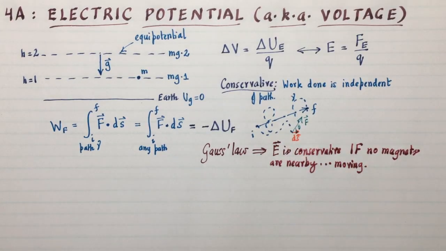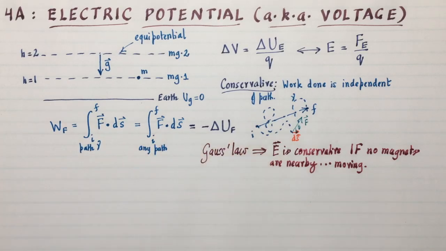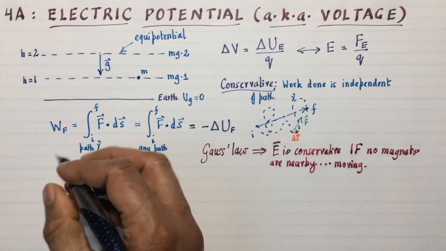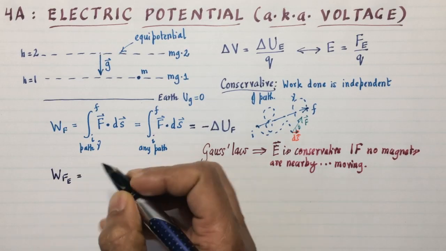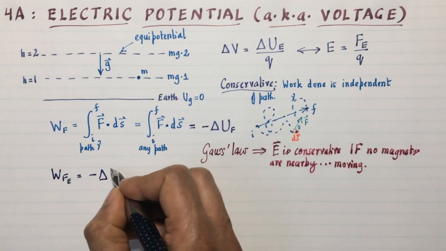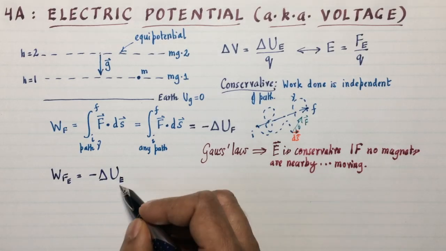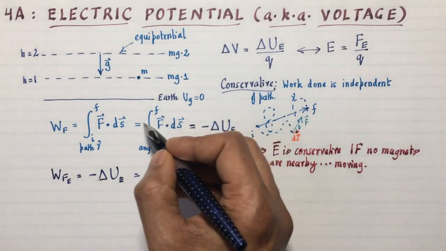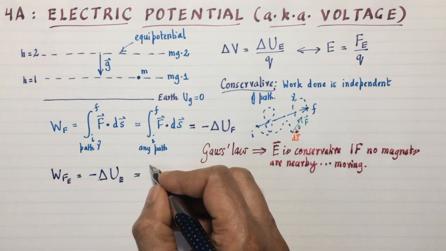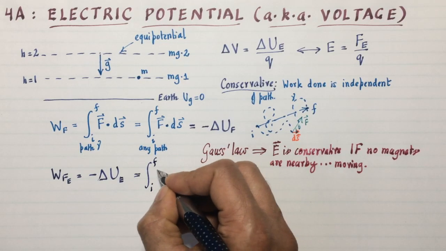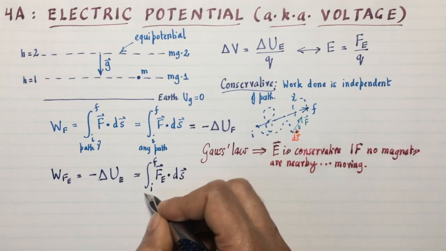Assuming that this is all satisfied, electric field is conservative, we can apply this scheme that you learned in UP1 to the electric force. So the work done by the electric force, which I'll write as W_FE, must be equal to the negative change in the electric potential energy, which I'll simply write as delta U_E. And that should also be equal to this type of definition with any path down there. So that's going to be equal to the integral from i to f of the electric force dotted with the displacement vector ds along any path.